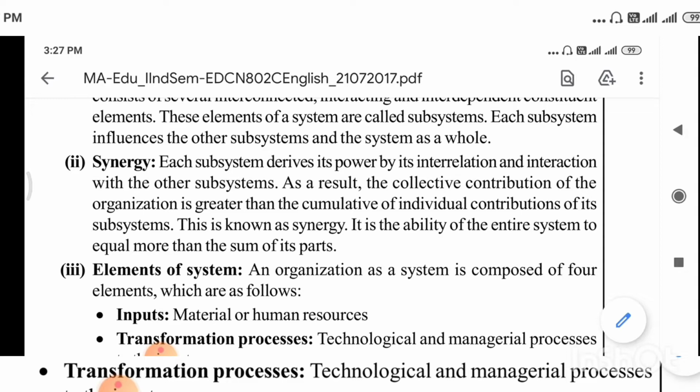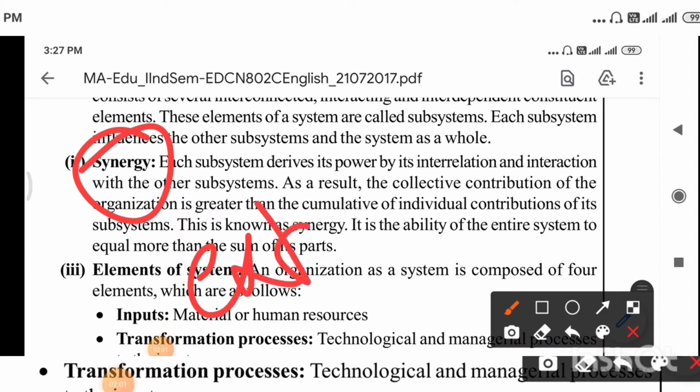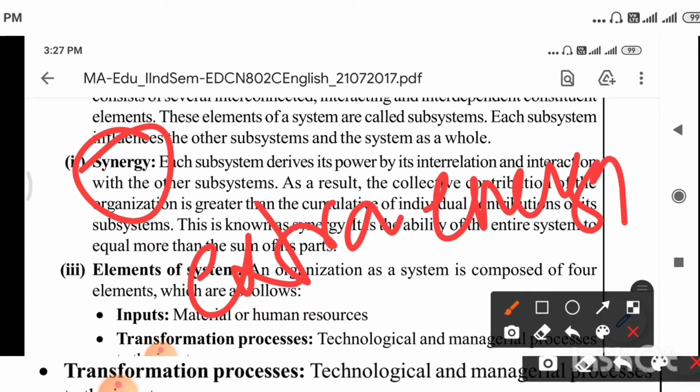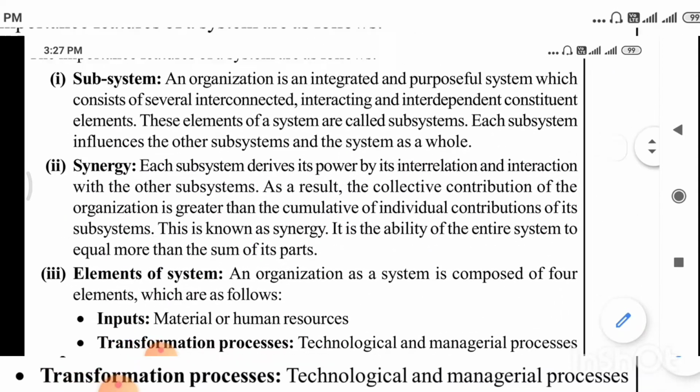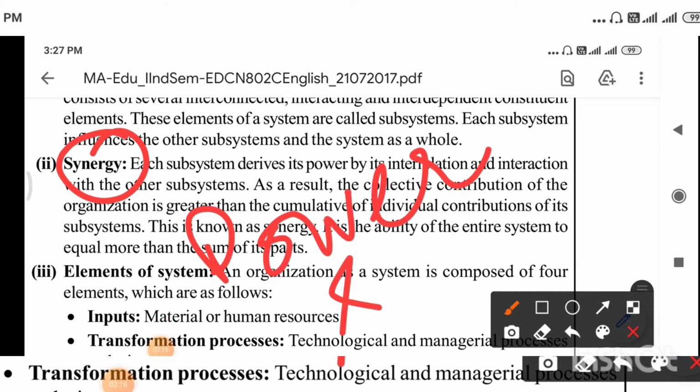Now what is the meaning of this word actually? Many of you may not be knowing the meaning of it. So synergy means the extra energy. Other way, I can also say it is your power in simple language. It means success.